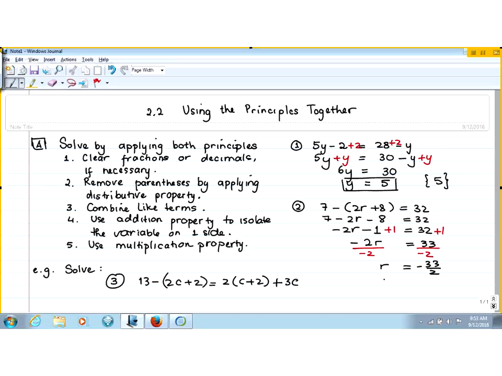So we could leave it as negative 33 over 2, or we can use decimal. r is equal to negative 16.5. Or you could also say negative 16 and a half. So any of these answers will do.